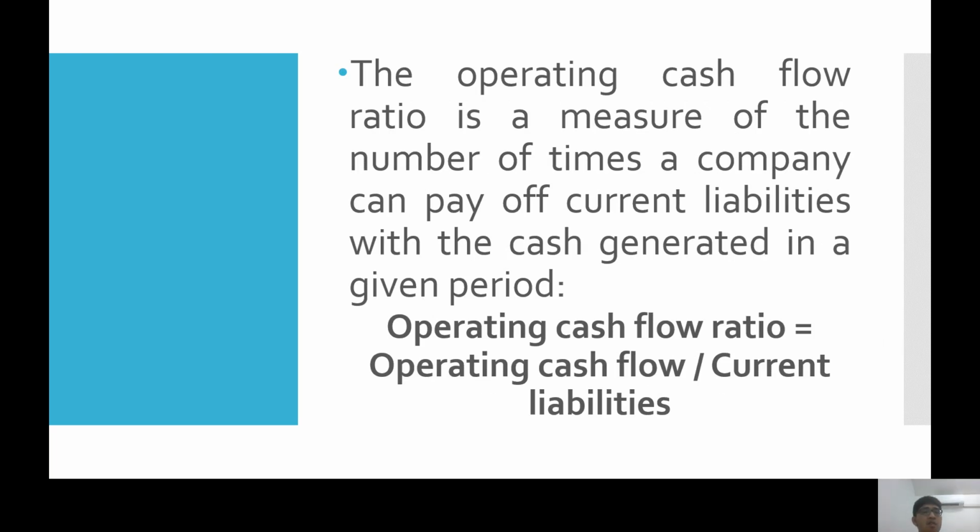The operating cash flow ratio is a measure of the number of times a company can pay off current liabilities with the cash generated in a given period. So operating cash flow ratio is equal to operating cash flow divided by current liabilities. So how many times can we pay our current liabilities? Ilang beses? Can we pay our current liabilities twice, thrice with our current financial standing? Ganun. So that's also very important.